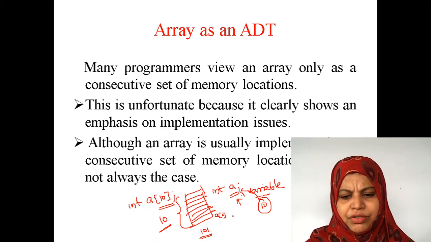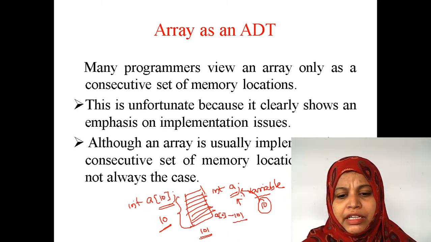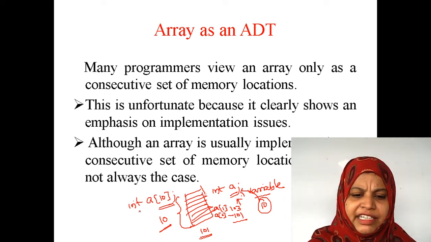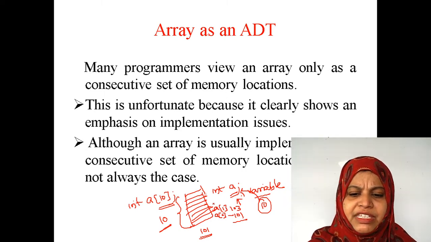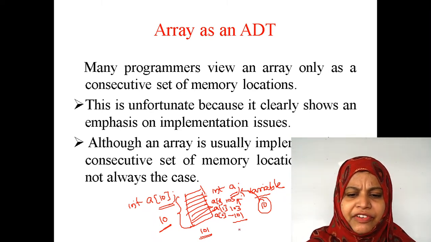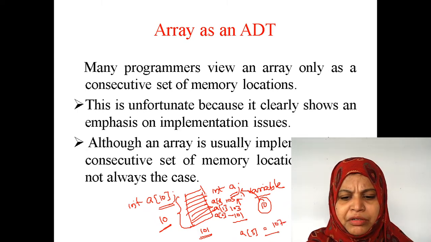If A of 0 is stored at the 101 memory location, then A of 1 is going to be stored at the 103 memory location. Why? Because here we are taking an integer variable. A of 2 is going to be stored at the 105 memory location, and A of 3 at the 107 memory location.